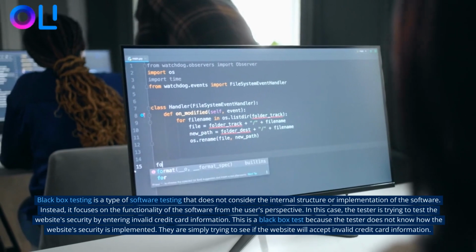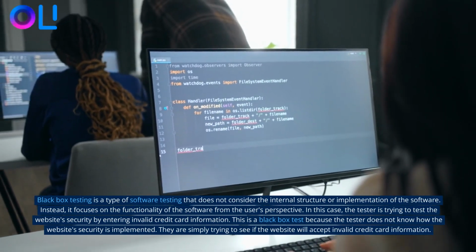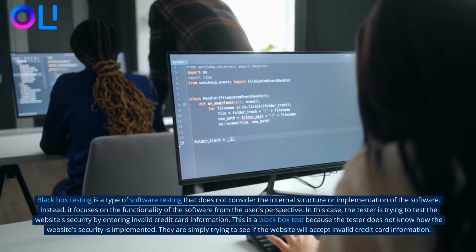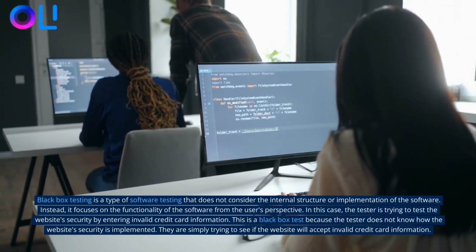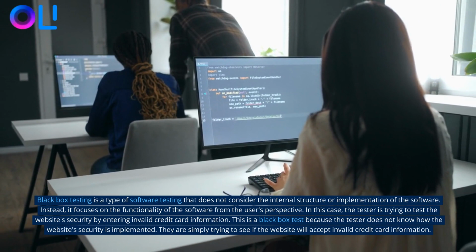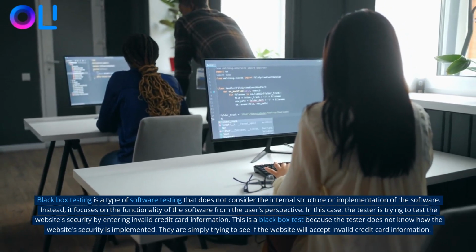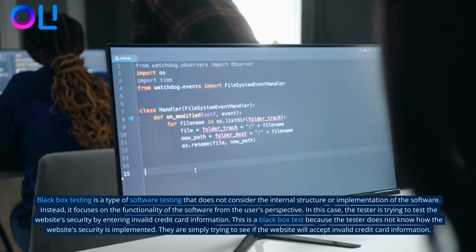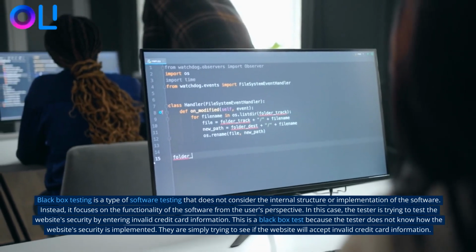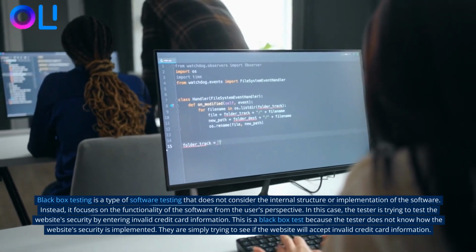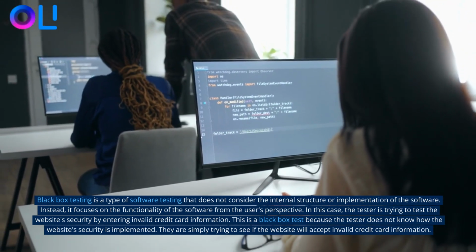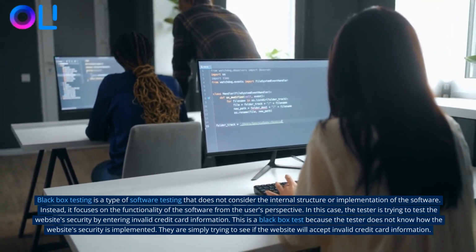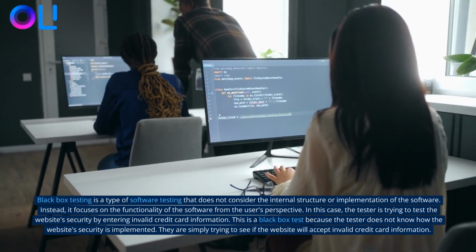Black box testing is a type of software testing that does not consider the internal structure or implementation of the software. Instead, it focuses on the functionality of the software from the user's perspective. In this case, the tester is trying to test the website security by entering invalid credit card information. This is a black box test because the tester does not know how the website security is implemented. They are simply trying to see if the website will accept invalid credit card information.